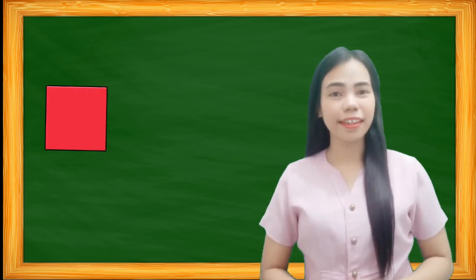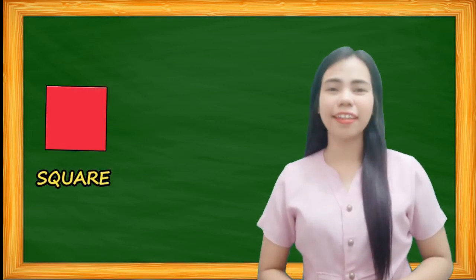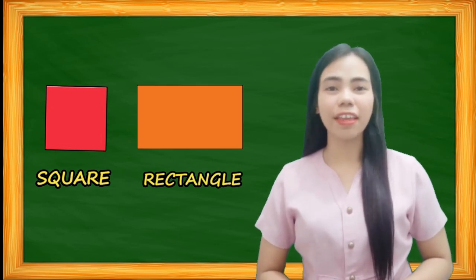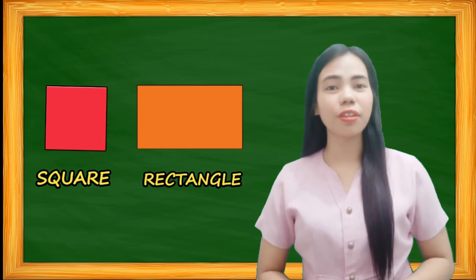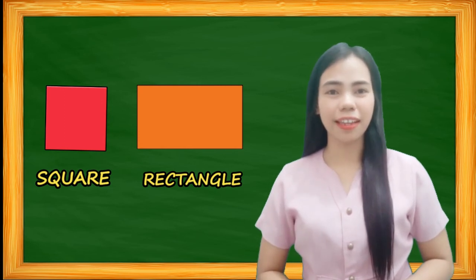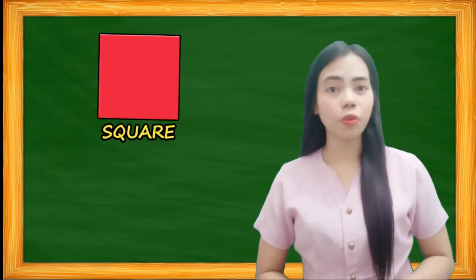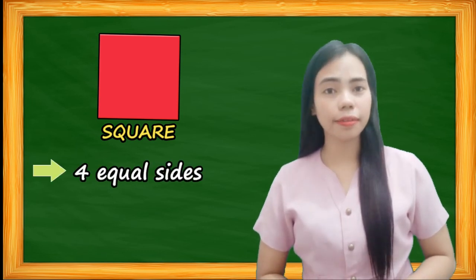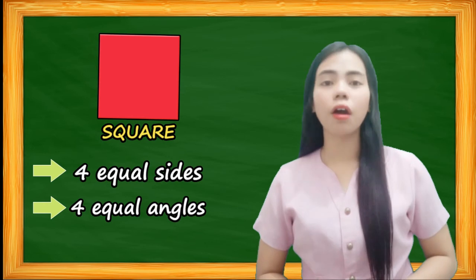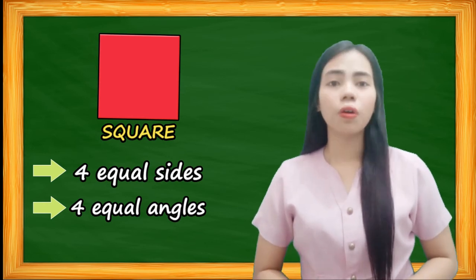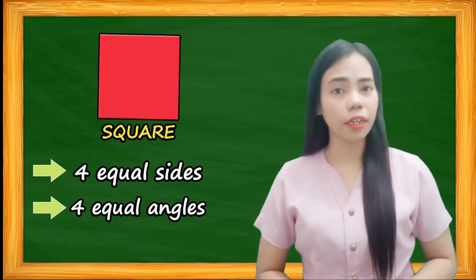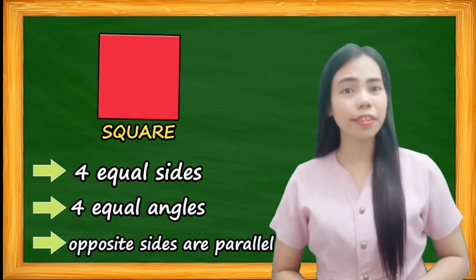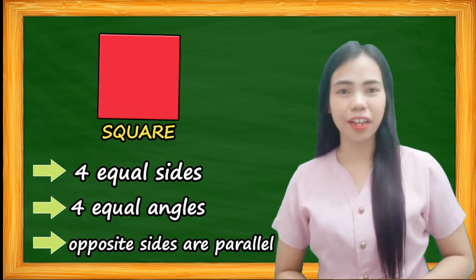Next is square and rectangle. Let us compare the similarities and differences of square and rectangle. We already know that a square is a parallelogram with 4 equal sides, 4 equal angles, whose measure of each angle is 90 degrees, and the opposite sides are parallel to each other.